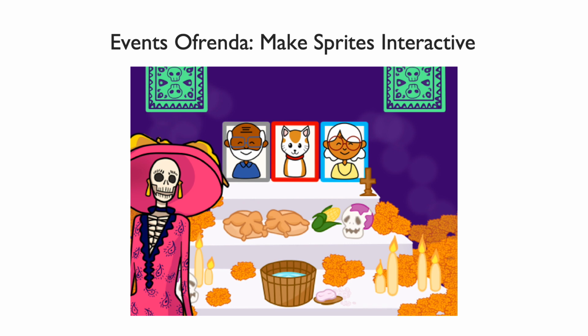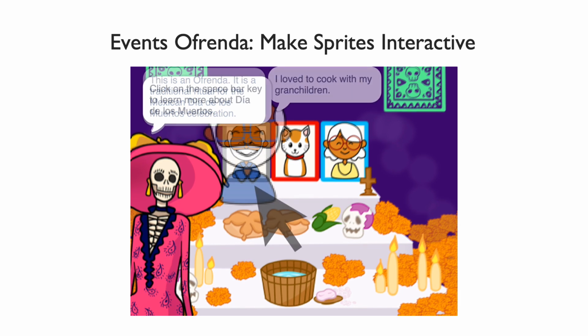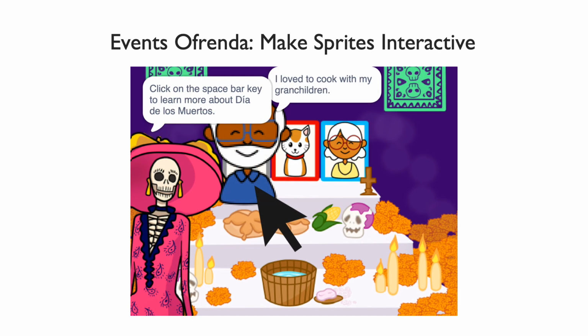One project students completed is called the Events Ofrenda, and this project was inspired by the Mexican holiday Day of the Dead. And students were presented with 3 ancestors as sprites on the Ofrenda. Students were prompted to modify the project by adding their own family members and making them interactive. There were 2 requirements that required coding: making their sprites speak and making them interactive. The last requirement was to change the sprite's costume.